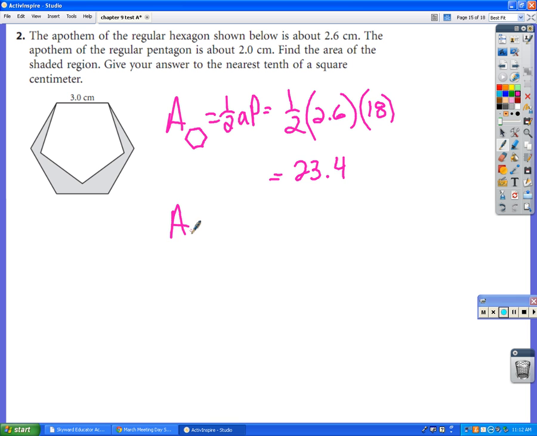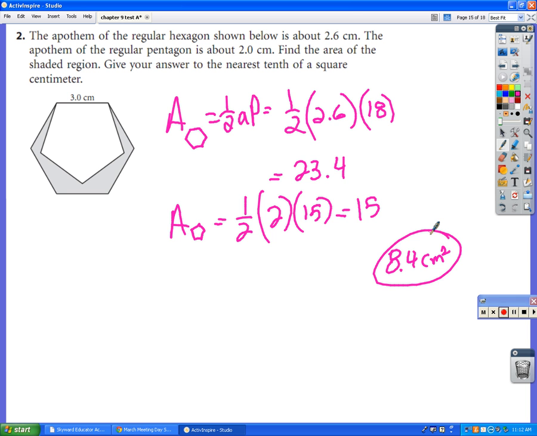Thank you. Now if you want to find the area of the pentagon, you're going to do the same formula, but this time the apothem is 2 and the perimeter is 15 because it only has 5 sides. So that gives you 15. So how do you find the area of the shaded region? 23.4 minus 15. Just subtract them, and that would be 8.4 square centimeters. Okay, does that make sense?